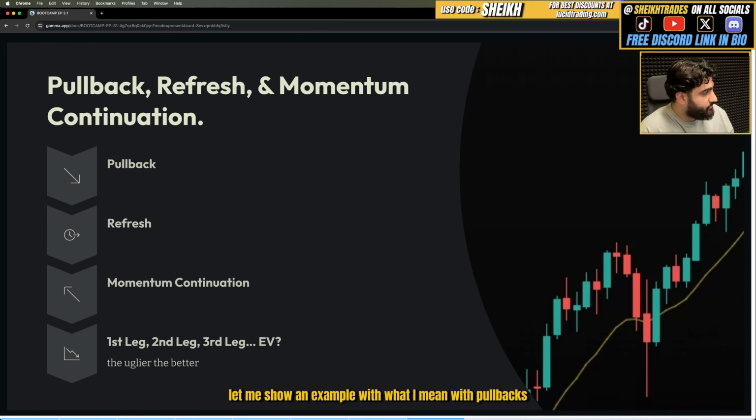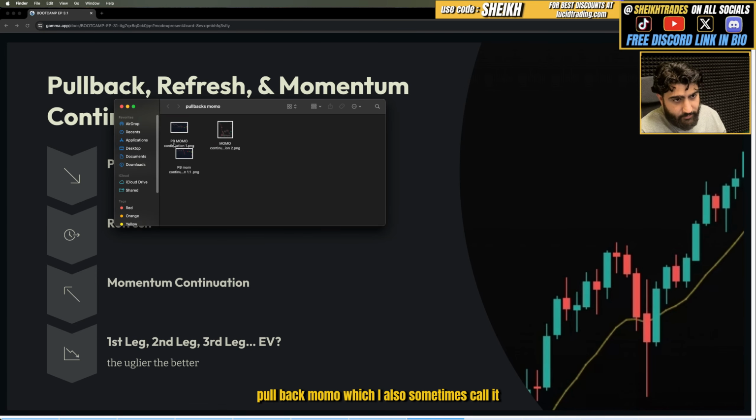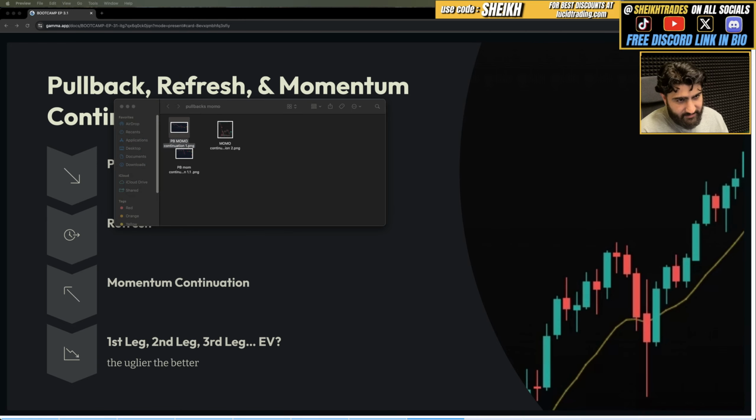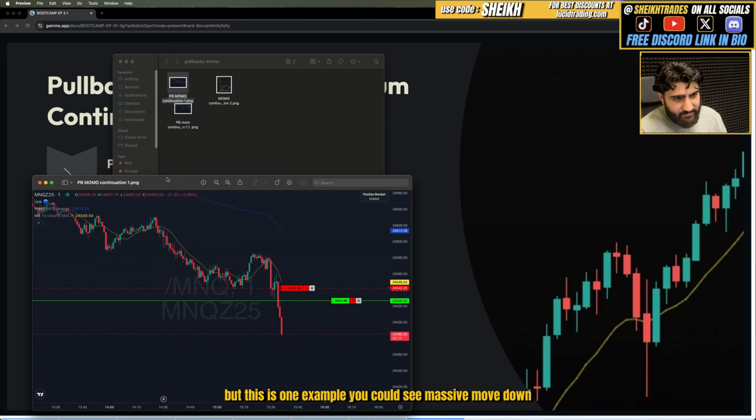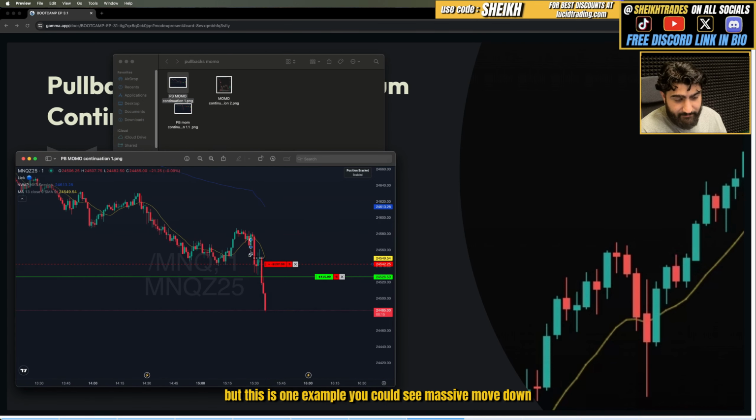Let me show you an example of what I mean with pullbacks, momentum and pullbacks. Pullback Momo, which I also sometimes call it. So if you hear me say pullback Momo, that means pullback momentum or momentum continuation, whatever I call them. But this is one example. You can see a massive move down.